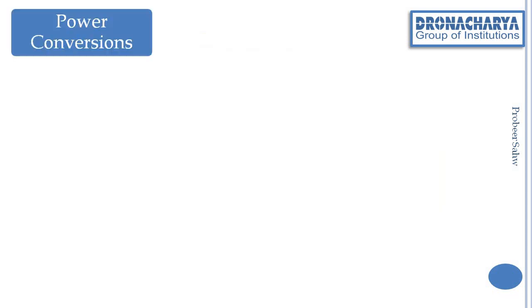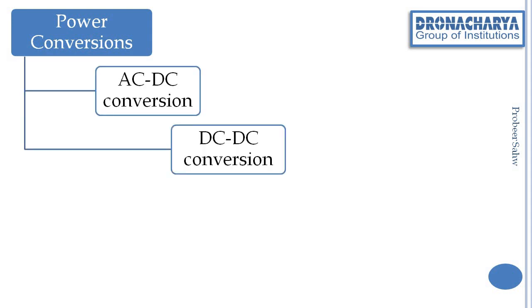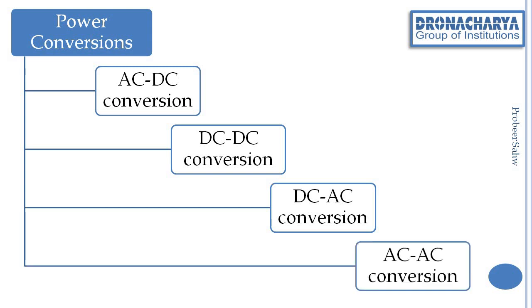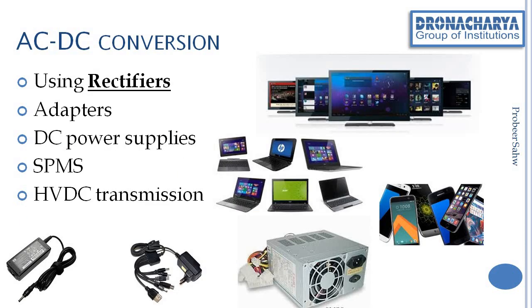Let us see what are the various power conversions available. Various power conversions are AC to DC, DC to DC, DC to AC and AC to AC. Electronic devices and gadgets like TVs, mobile phones, laptops, etc. work on DC, but power source available at our homes are AC. We need to convert AC power into DC power, and for this purpose rectifier circuits are used, such as mobile phone chargers, adapters, SMPS, etc. Rectification is also required in HVDC transmission, where the AC power is converted into high power DC before the transmission.